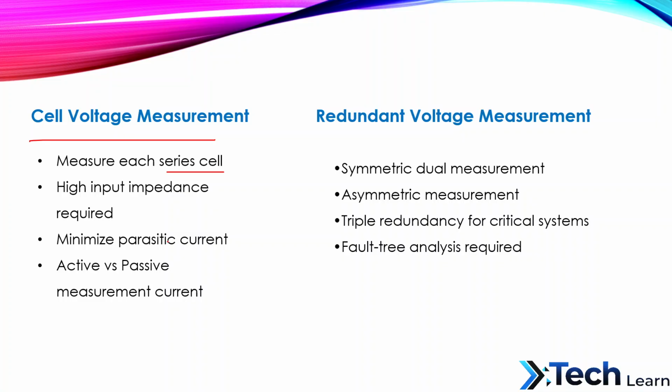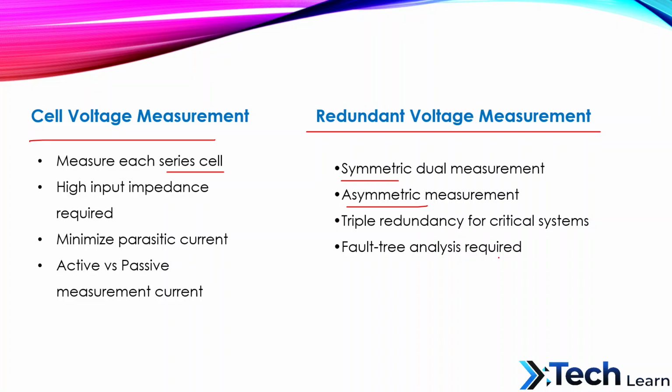over discharge. In voltage measurement, redundancy is also important. In safety critical systems, redundancy must improve reliability. There are symmetrical and asymmetrical schemes. Symmetrical measurement means two equally accurate measurements. Asymmetrical measurement means one primary accurate measurement and one backup. For highly critical applications, triple redundancy may be required. However, redundancy will increase the cost and complexity. So the measurement architecture must be selected after proper fault-free analysis.